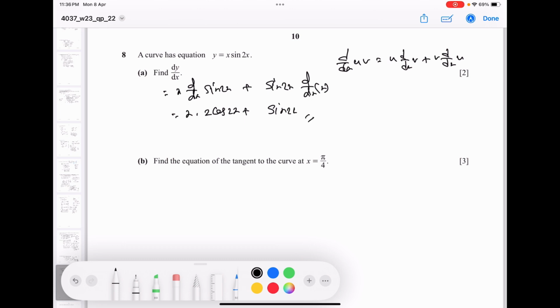Okay, so x times the derivative of sine 2x, it will be 2 cos 2x. We know that formula. Apply the chain rule: 2x differentiated is 2, and sine 2x gives cos 2x. Now differentiation of x is 1, so let me write sine 2x. This is done, and we get 2x cos 2x plus sine 2x. Now we need to find the equation of the tangent at x equals pi by 4.